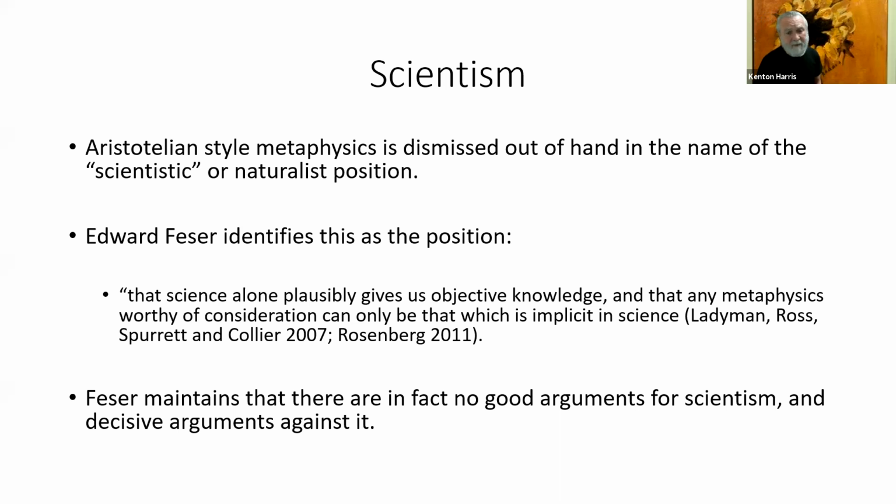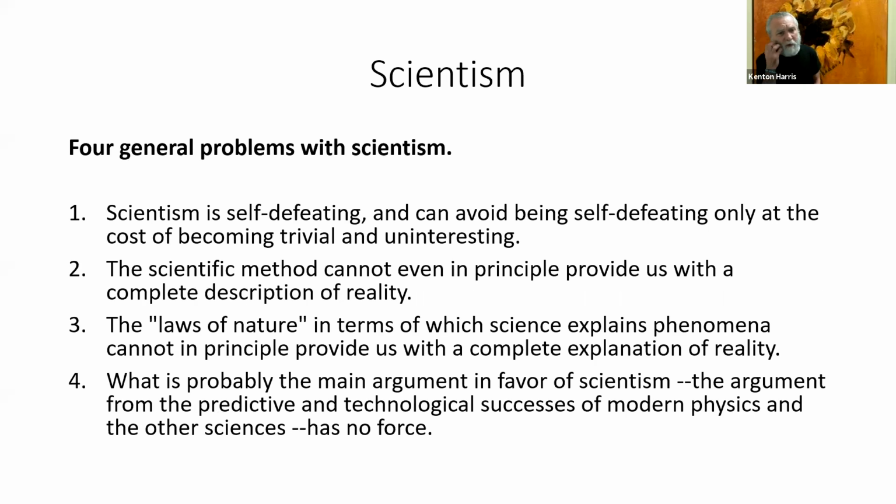Feser maintains that there are, in fact, no good arguments recommending scientism. And in fact, there are decisive arguments against scientism. Right? So, preview of coming attractions, he's going to be arguing that scientism is an unwarranted view and presents us with a very narrow concept of what the domain of rational inquiry is. So we're going to look at four general problems with scientism, right?